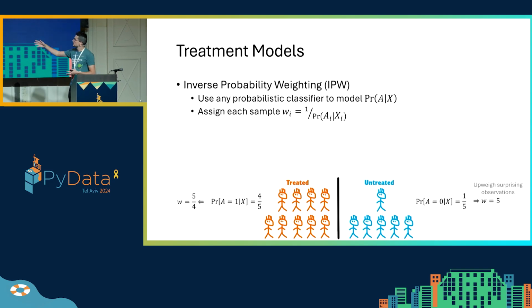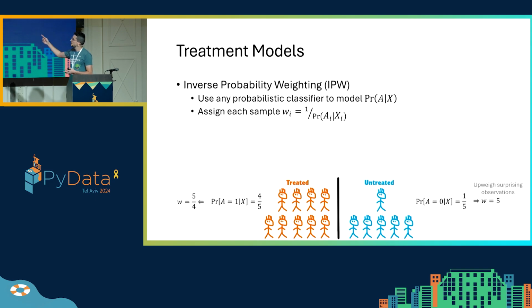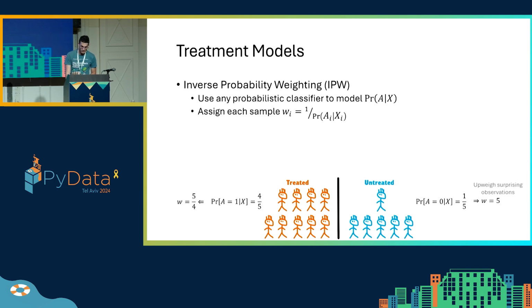And of course, this is a simple example with a single feature, but if we have a lot of them, we will use any machine learning probabilistic classifier in order to calculate those probabilities. This is how we apply machine learning, but differently.